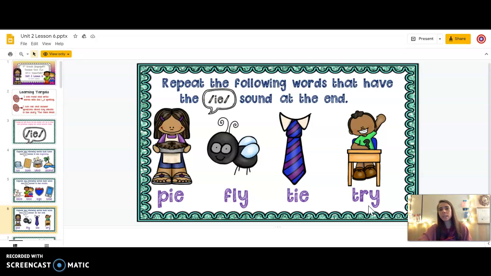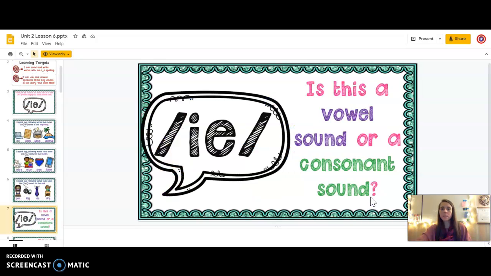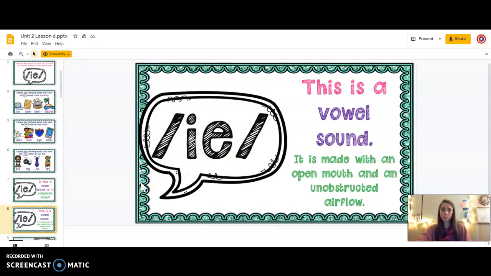Repeat the following words that have the I sound at the end. Ready? Pie, fly, tie, try. Excellent. Is this a vowel sound or a consonant sound? That's right. It is a vowel sound. Our vowels are A, E, I, O, U. Here we have an I and an E, which makes them vowels.